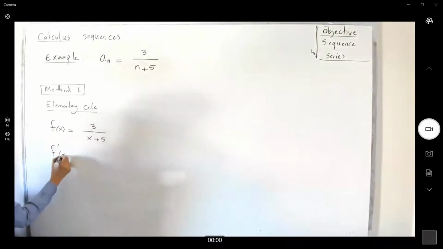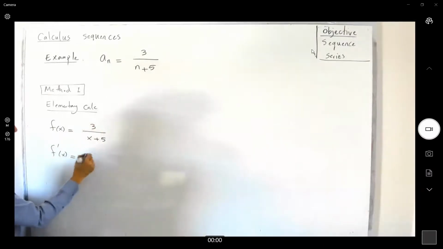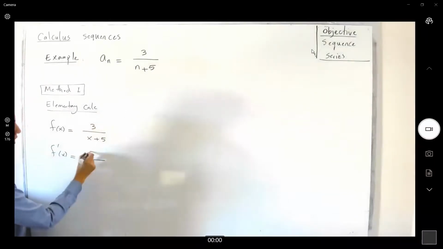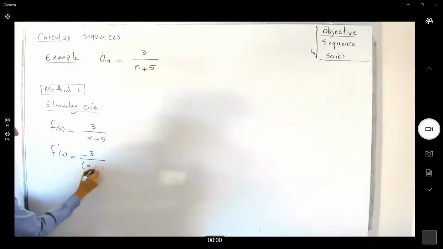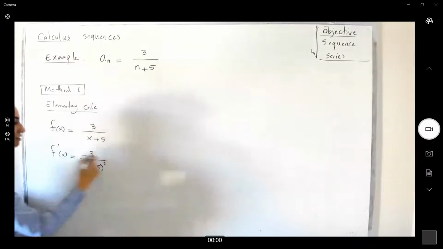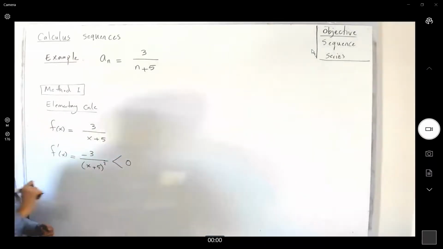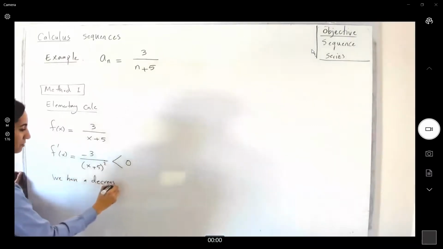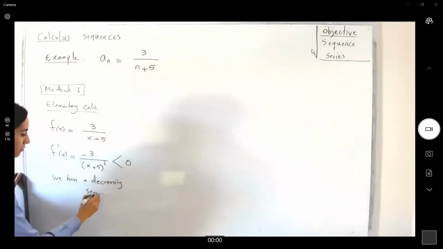We'll take the derivative of this function. The derivative of the numerator is 0 times the denominator minus the derivative of the denominator times the numerator, which is 3. Negative 1 times 3 gives you negative 3, divided by x plus 5 squared. Your denominator is always positive. Your numerator is negative. It means that this rational expression is always negative. What's the meaning of that? It means that we have a decreasing sequence.